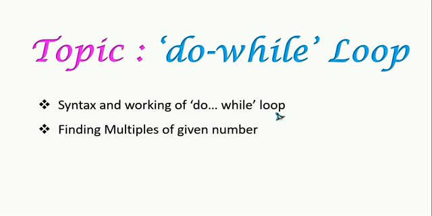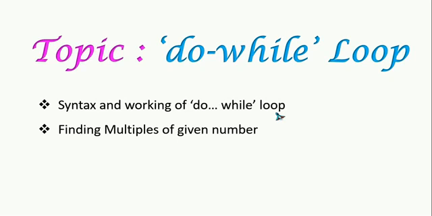So the for loop and while loop both check the condition at the beginning, so they are called entry control loops, and do while checks the condition at last, so it is called an exit control loop.